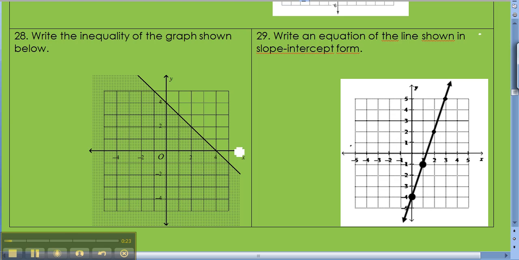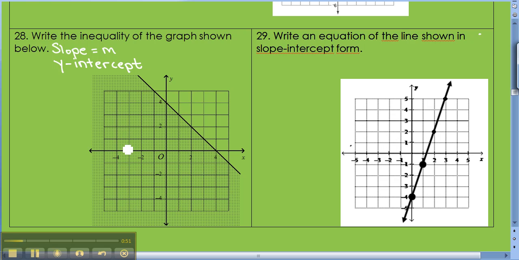We need to identify the slope, which we think of as m, and we need to identify the y-intercept. And then we'll be able to write the equation in slope-intercept form. And then we'll deal with the less than or greater than, since this side is shaded.